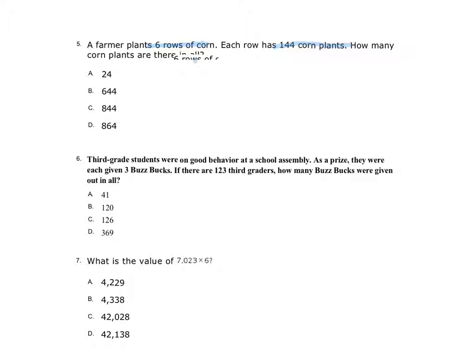So let's do that. 144 times 6, because remember it says 6 right here. 6 times 4 is 24, so you carry the 2. 6 times 4 is 24, add that 2 to it, and that will get you 26. Carry the 2 again. 6 times 1 equals 6, and then you add the 2 again, and 6 plus 2 is 8.